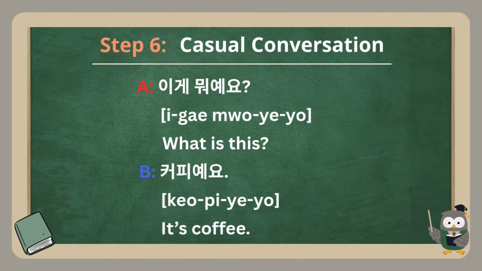Now let's look at a casual situation. A asks, 이게 뭐예요? What is this? B answers, 커피예요. It's coffee. This time, we're using 예요, which is polite but casual.